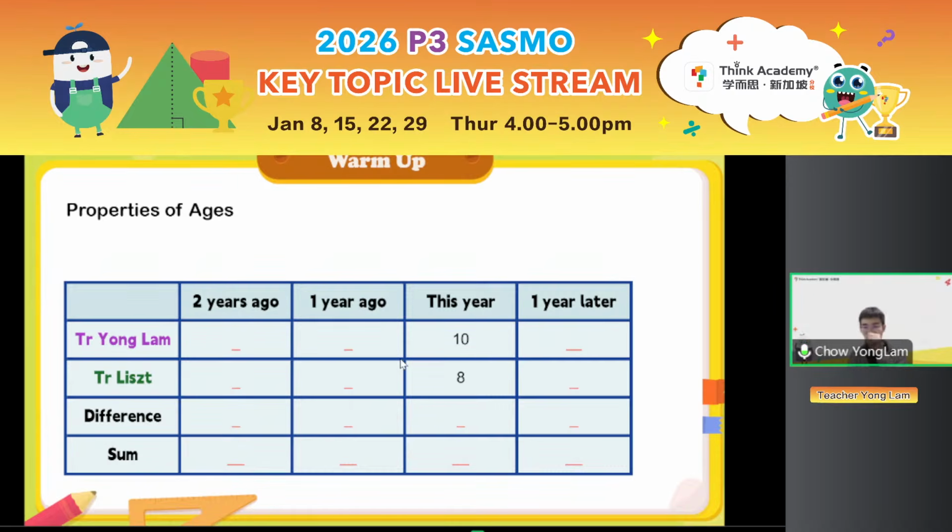So let's see. So let me tell you a little secret. Teacher Yonglam is only 10 years old. Haha. If you believe it, you believe it. Okay. So let's say that Teacher Yonglam is 10 years old this year. And Teacher Liz is 8 years old this year. So then, how do I find our ages 1 year ago? 1 year ago, I just minus 1 to my age, right? 1 year ago, I'm 9. Another year ago, so 2 years ago, from 10, 2 years ago, 8. So then 1 year later, I am 10 plus 1 equals 11.